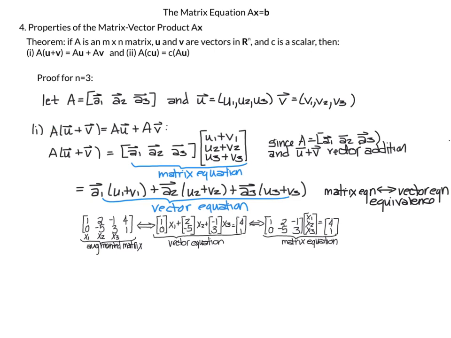So if I look at A(u plus v), and I want to prove that's equal to Au plus Av. I'm going to write A as my column vector matrix, A1, A2, A3. u plus v then is going to be u1 plus v1, u2 plus v2, u3 plus v3. So this is my matrix equation. And I can transform that to my vector equation then. That's going to be A1 times, and this is just a scalar, u1 plus v1. A2 times the scalar u2 plus v2, and A3 times the scalar u3 plus v3.